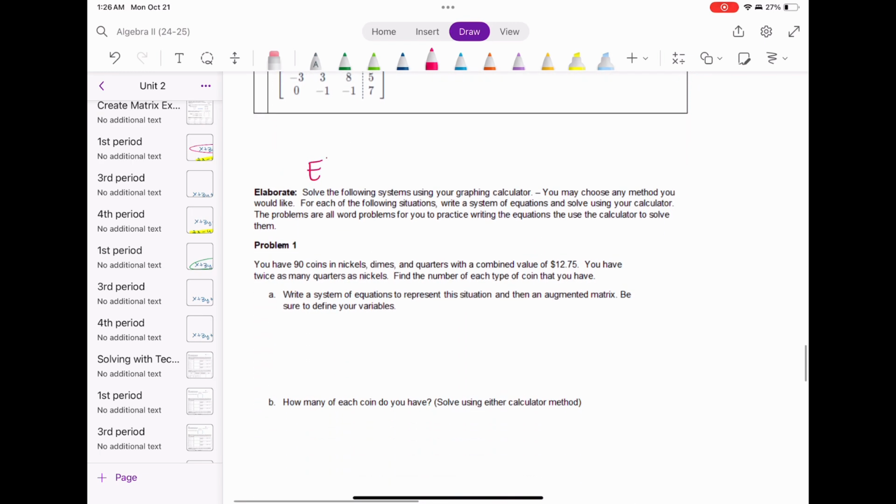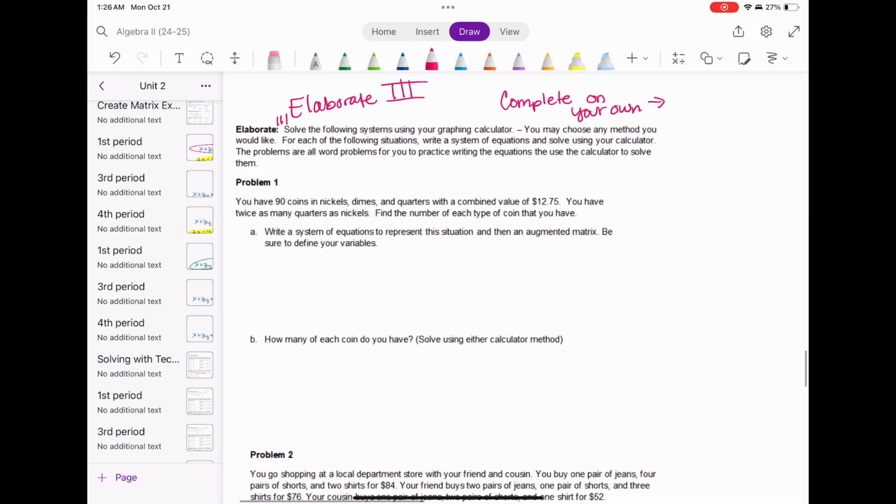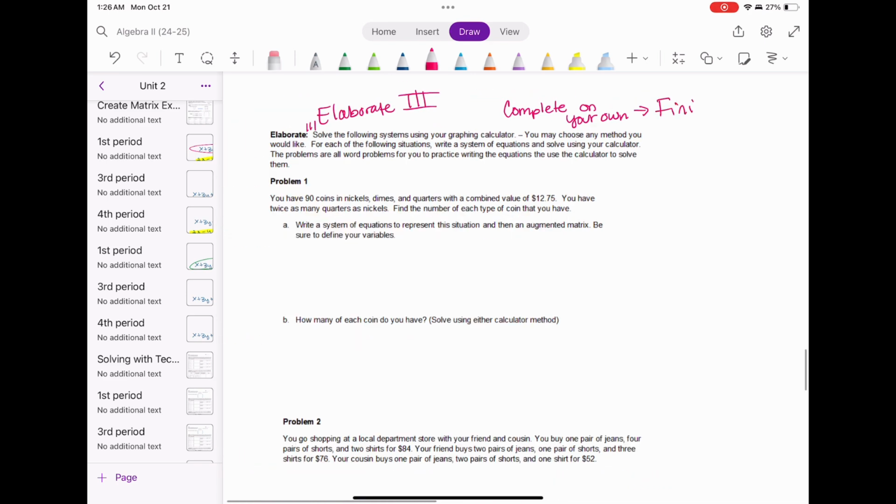Okay, we have reached Elaborate 3. This first problem is on your worksheet. Complete it on your own. Check your work via the exemplar in Schoology. Finish the last 2 problems, problems 2 and 3. They're not on the worksheet, but they are in Schoology. And then finally, when you're done, work on your exit ticket. And you have homework that is due the next time I see you, which is 2 questions.